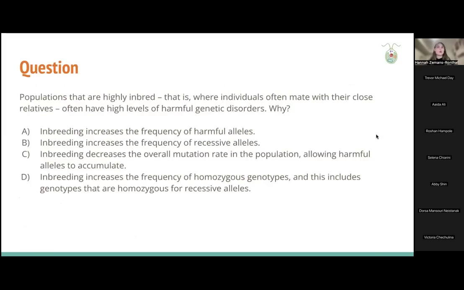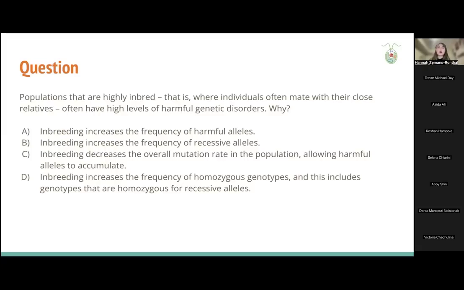Okay, one more question. Populations that are highly inbred, that is where individuals often mate with their close relatives, often have high levels of harmful genetic disorders. Why? Okay, I will give you a second. So the answer is D. Inbreeding increases the frequency of homozygous genotypes, and this includes genotypes that are homozygous for recessive alleles.